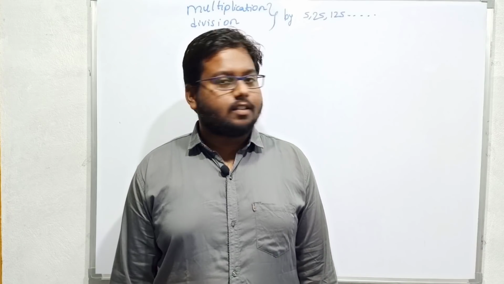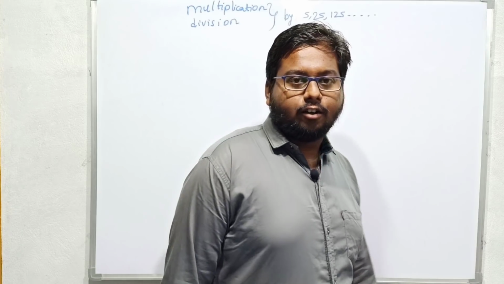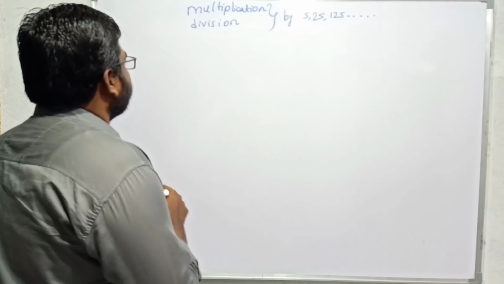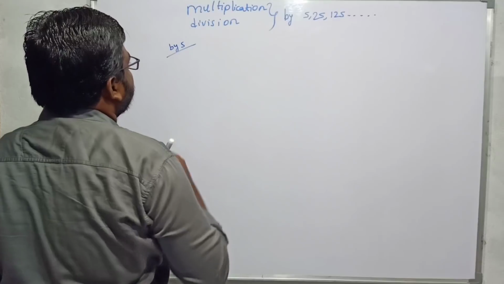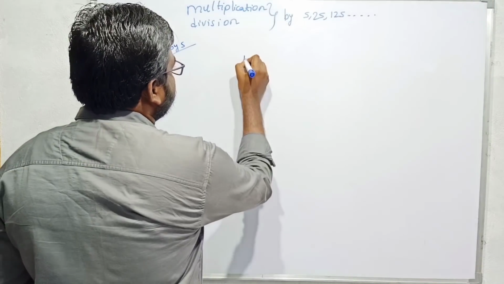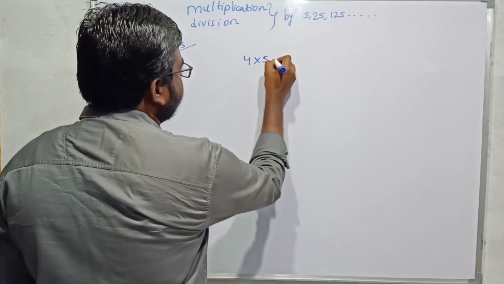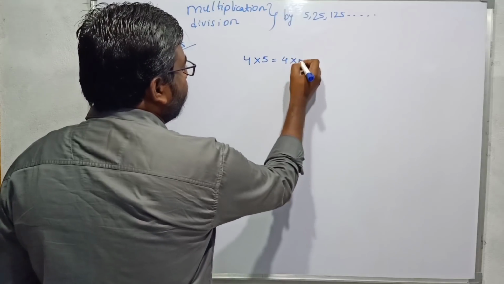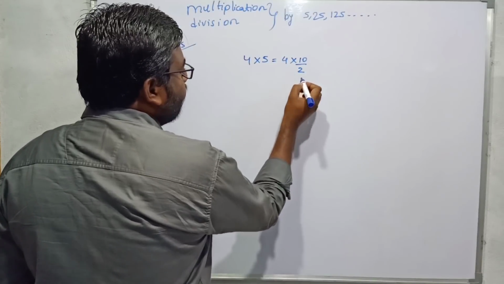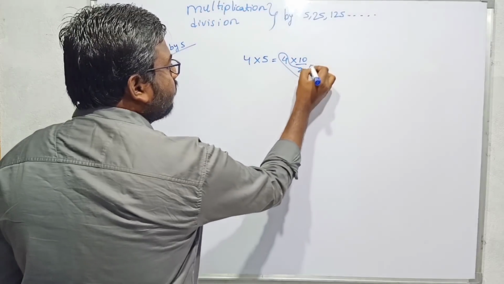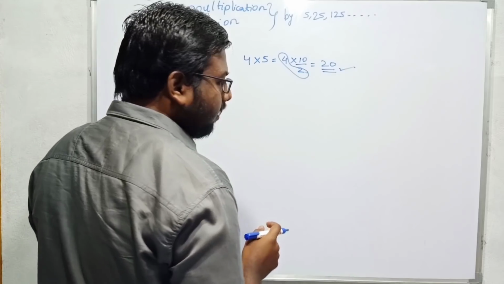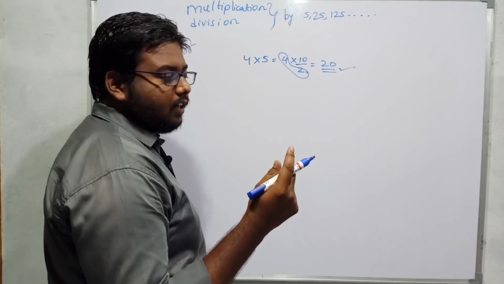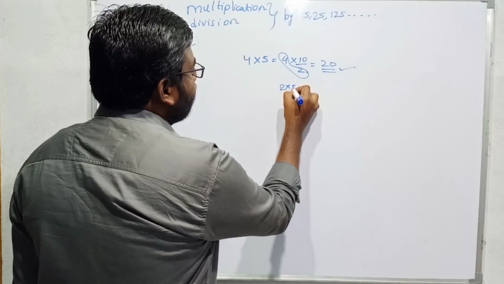So now let us see the case of multiplication with 5, 25 and 125. Now let us begin the multiplication by 5. For example, if I have to multiply a number with 5, for example 4 into 5, what I will do is write 4 into 5 as 4 into 10 by 2. Then I calculate 4 by 2, it is 2, and 2 tens are 20. So literally I can say 2 5s form a 10, that means 2 into 5 is 10.